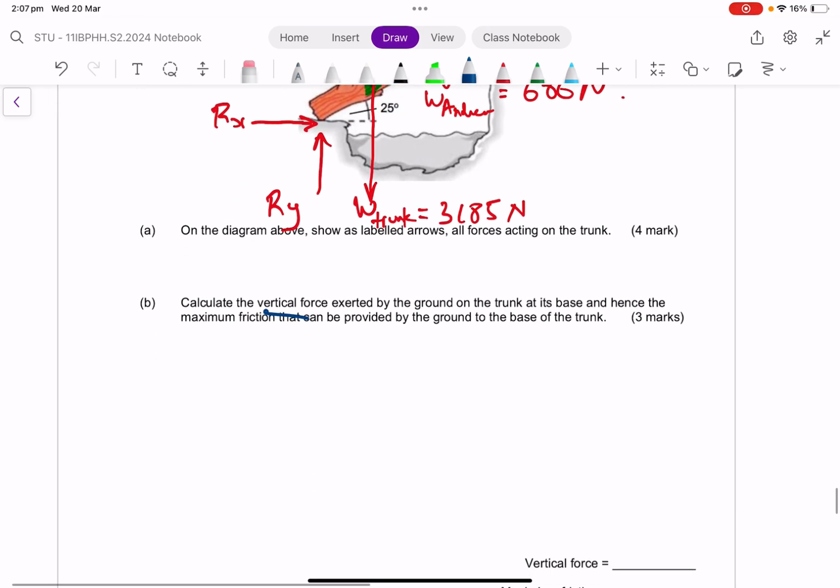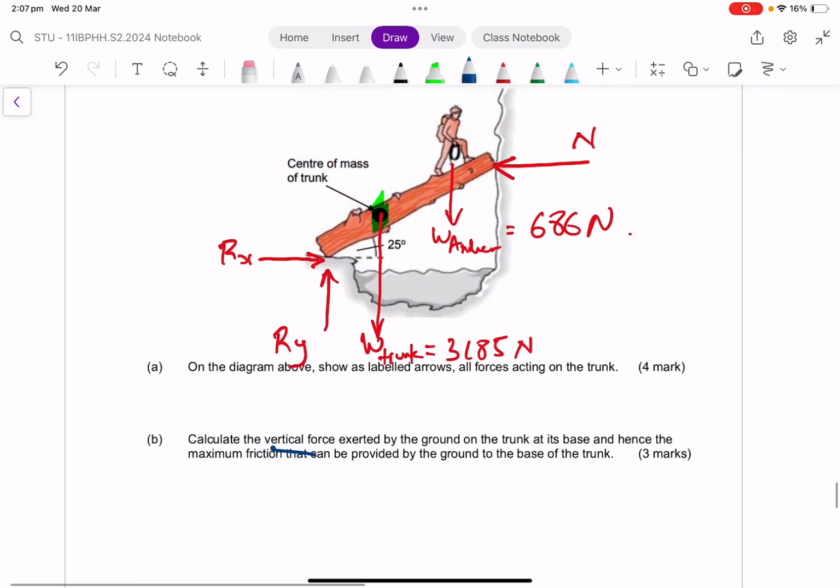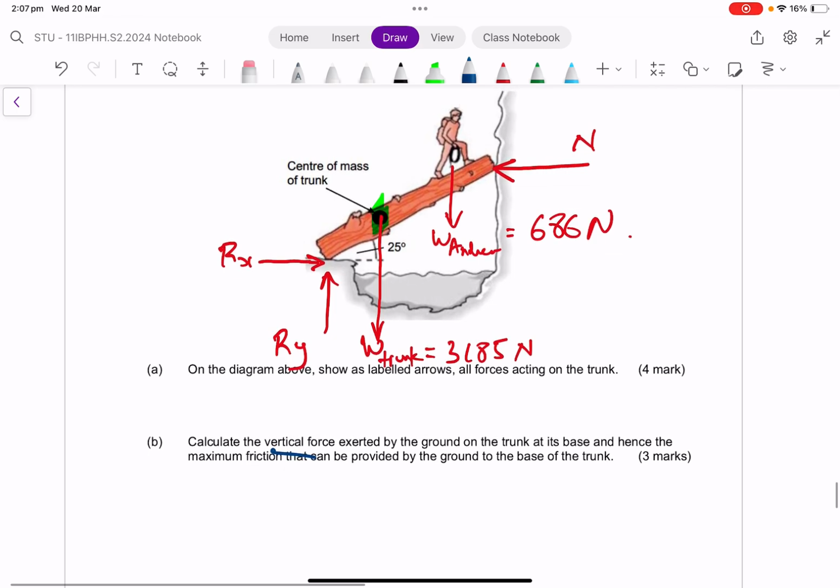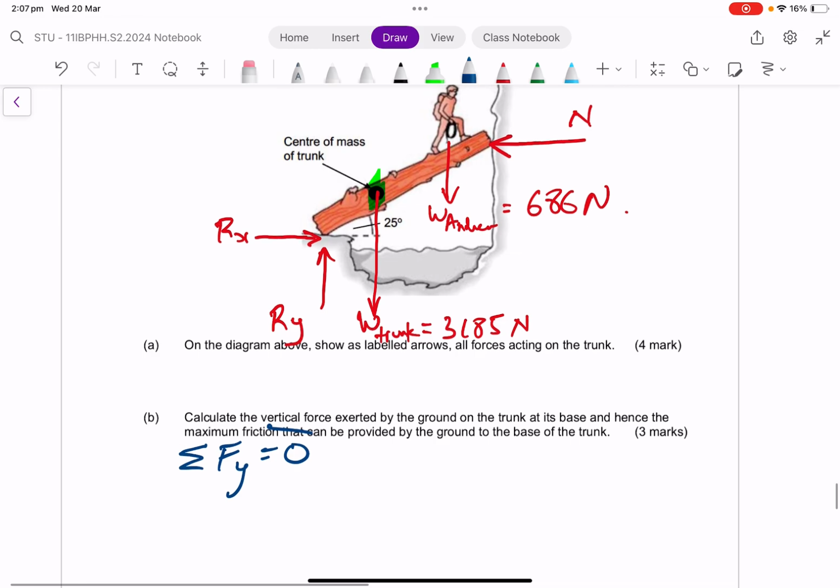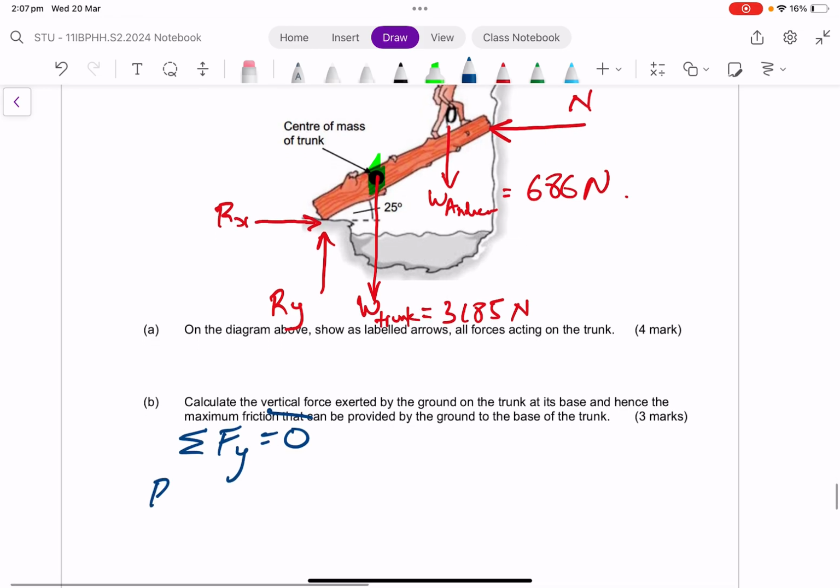Not everything's about torques. There are 3 conditions for equilibrium. The sum of the forces in the x must be 0, the sum of the forces in the y must be 0, and the sum of the torques about any point must be 0. This is how easy this was. Sum of the forces in the y direction are equal to 0. This is how you do ladder questions as well, okay? Which means the forces up must be the forces down. The only force up is Ry. The only forces down are the weight of the trunk and the weight of Andrew.